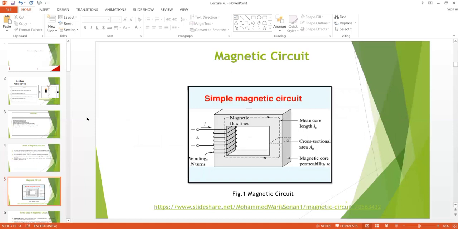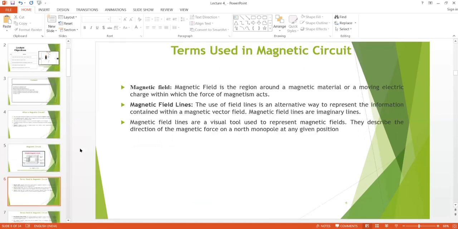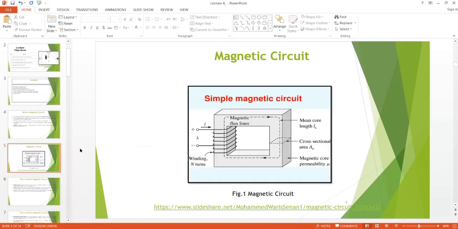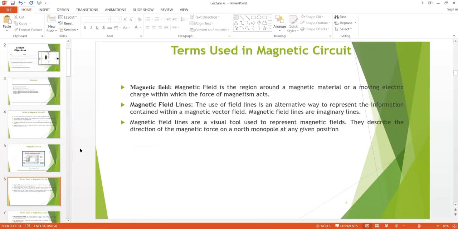This is exactly the circuit of a transformer, in which you can see we have primary turns over a winding, and a magnetic flux of lines of force. Here there is an air gap and a magnetic core with permeability, which is decided by the type of material you are using for the magnetic circuit, and a cross-sectional area, and the mean length is here. Whenever we talk about a magnetic circuit, the transformer has maximum efficiency.